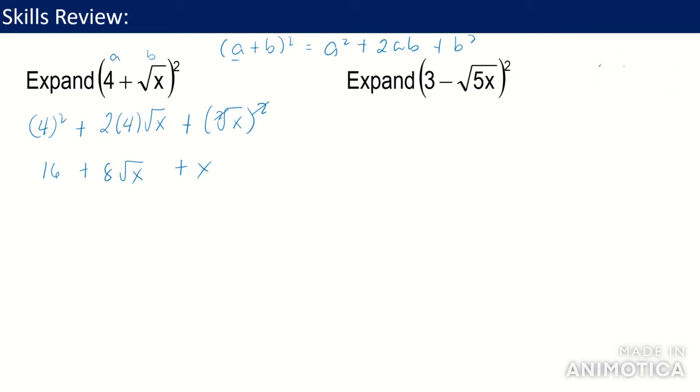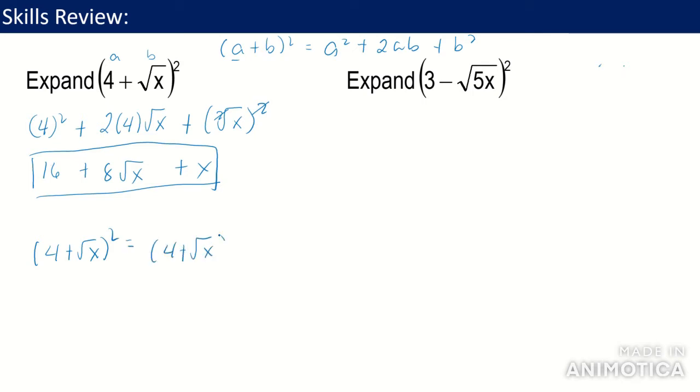Okay, next we have now, can we add the terms here? Obviously not. We don't have like terms here, so therefore this is now the product of getting the square of this binomial. Again, you can make use of the FOIL method if you find it difficult to make use of this pattern. So we have here 4 plus square root of x squared, which means 4 plus square root of x times 4 plus square root of x.